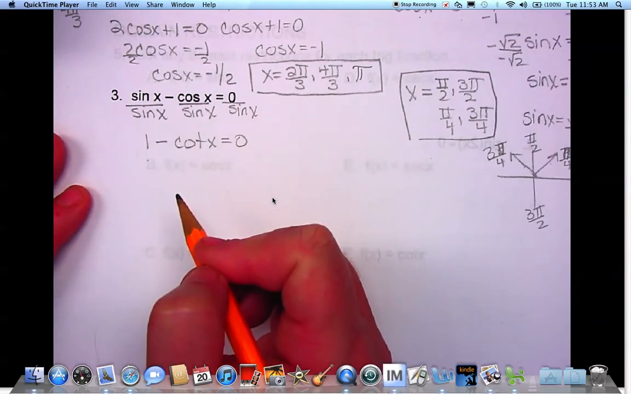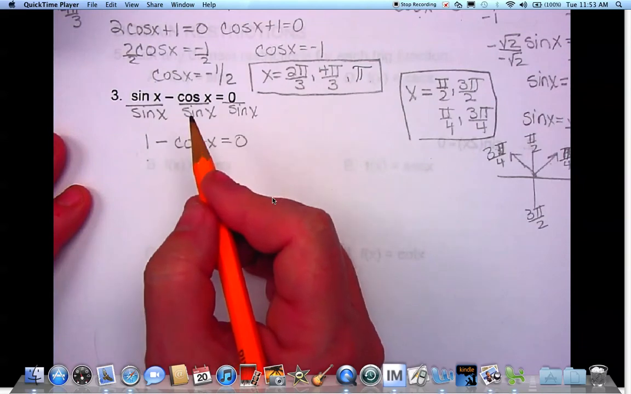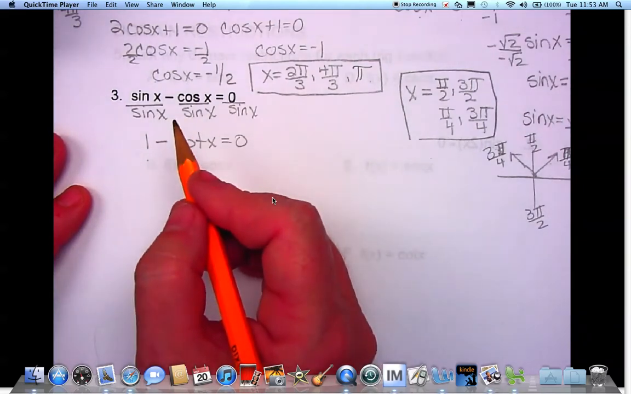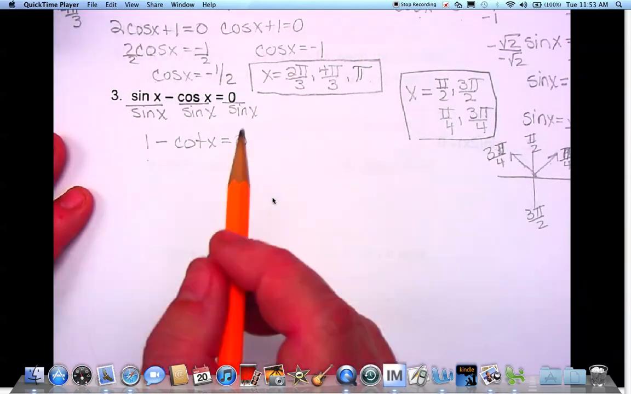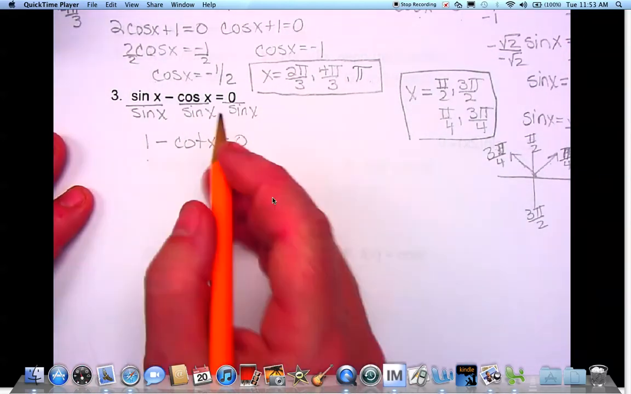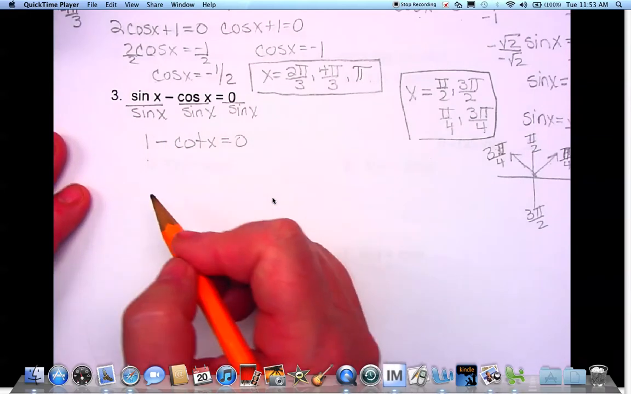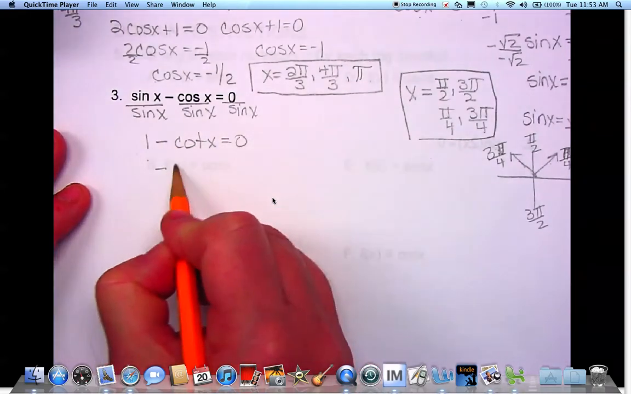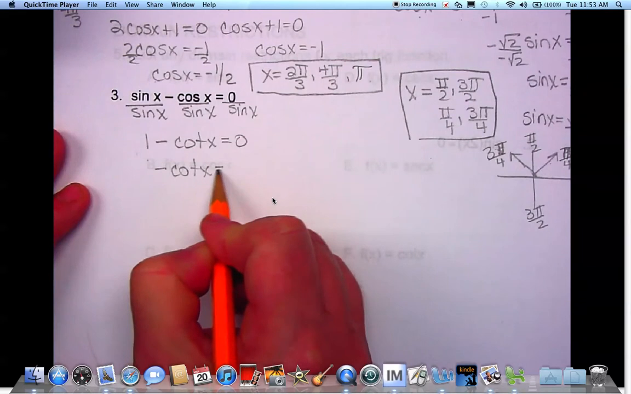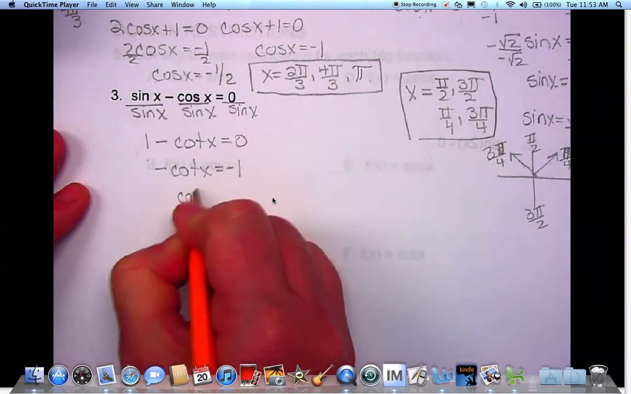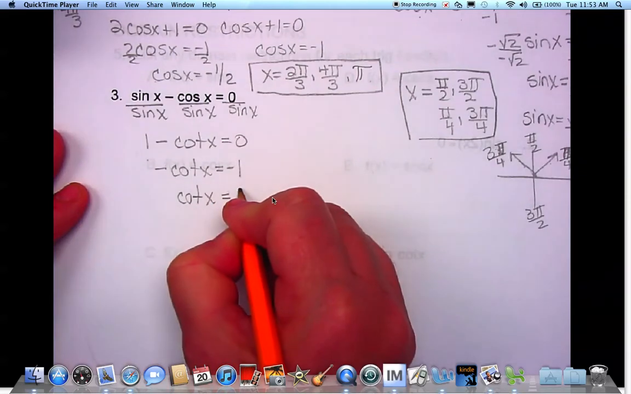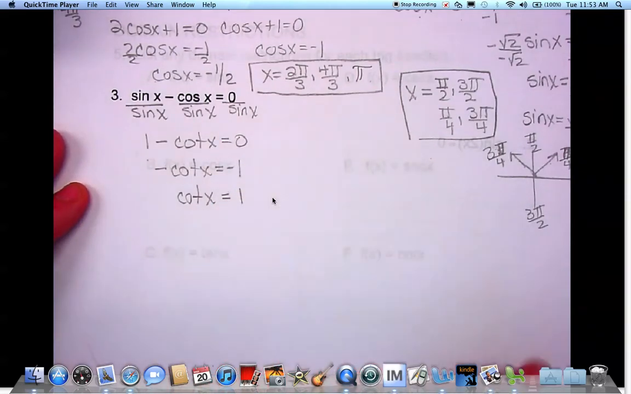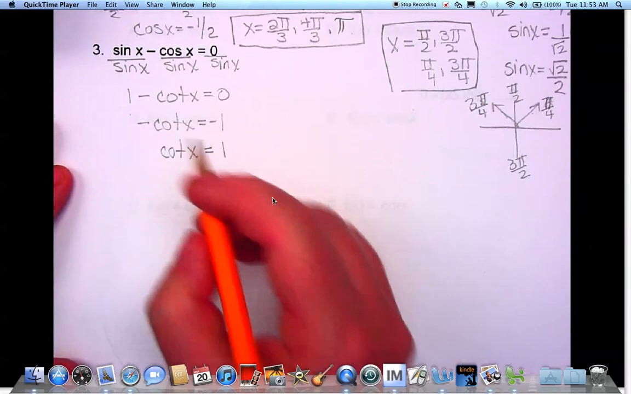Now, what else could I have done? Divide everything by cosine, exactly. Then you would get tangent minus 1 equals 0. So really, tangent might have been a little easier, but now we have cotangent x equals negative 1, so cotangent x equals 1. So we have to figure out when cotangent x equals 1.